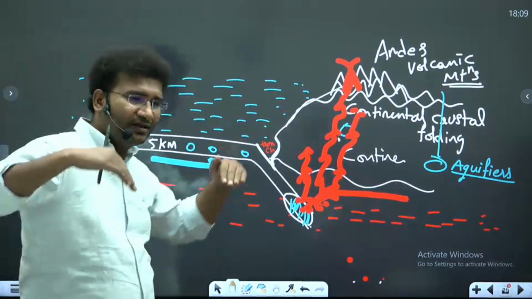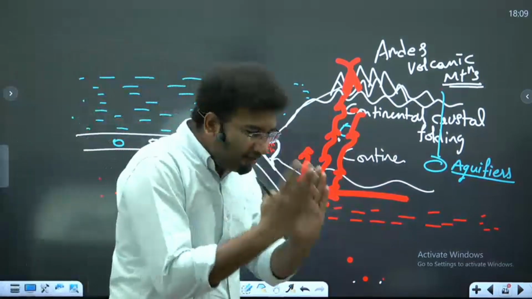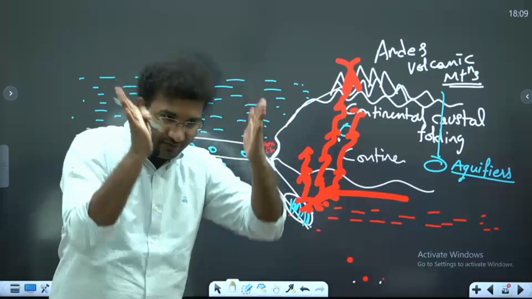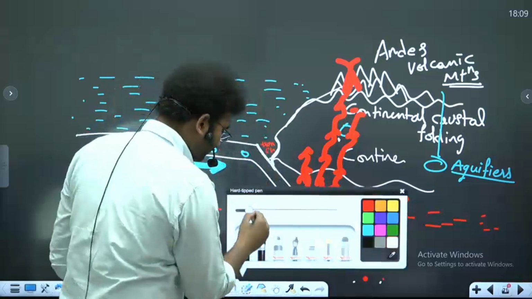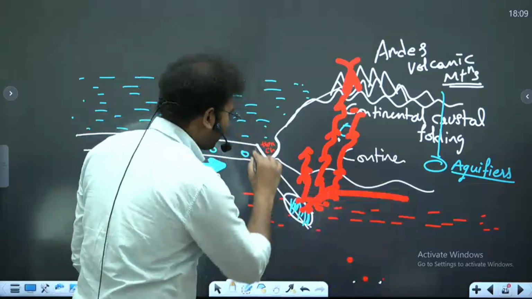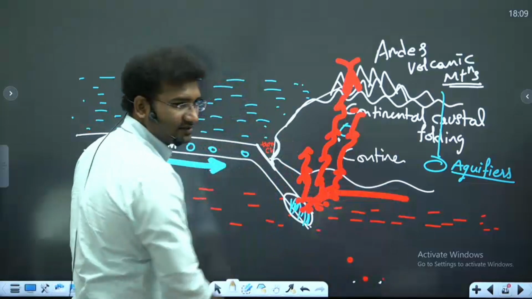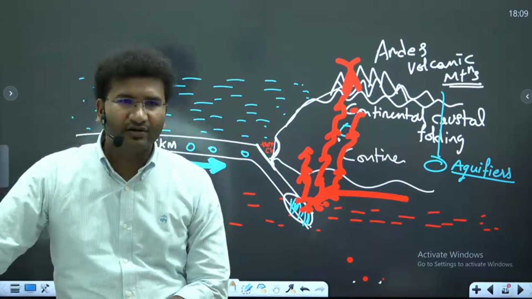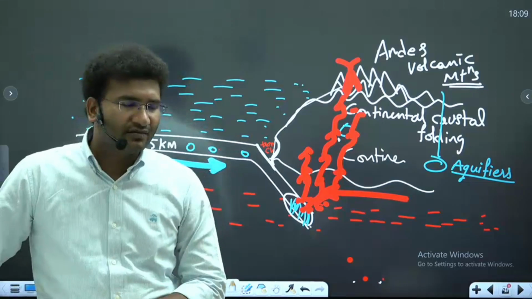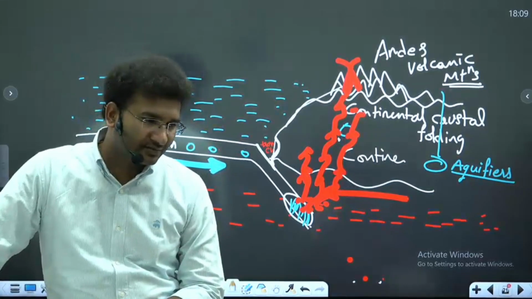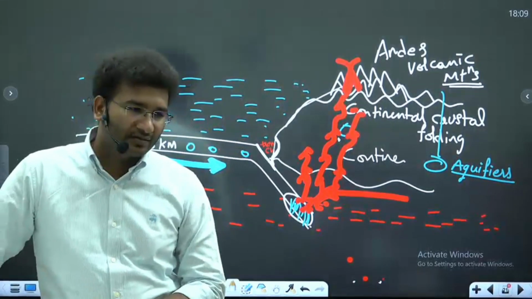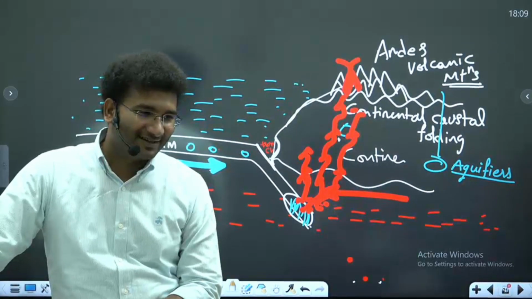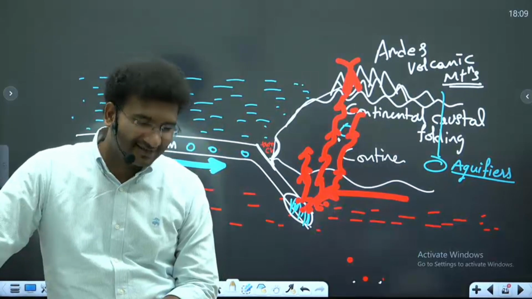Trench is nothing but the deepest layer, because the gap between these two is very small and very deep. Now, it is a triangular passage like this. Deepest layer of the ocean. The deepest ocean is 9 kilometers, which is present in the Mariana Trench. Yes?